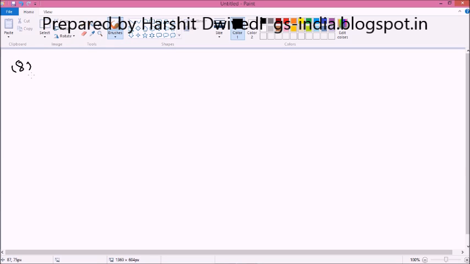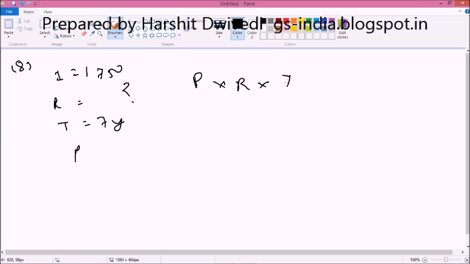A certain amount on simple interest earns 750 after 7 years. Had the interest rate been 2% more, how much interest would you have earned? Again, simple interest of rupees 750 after 7 years. Rate of interest is unknown. Time period is 7 years. Suppose the principal is P. So P into R into T, which is 7, upon 100, is 750. We can get P into R equals 750 into 100 by 7.